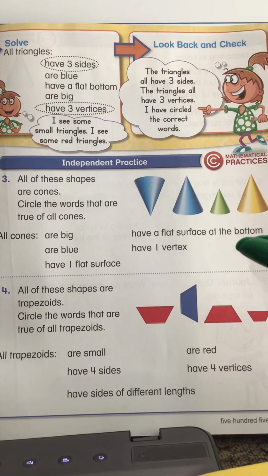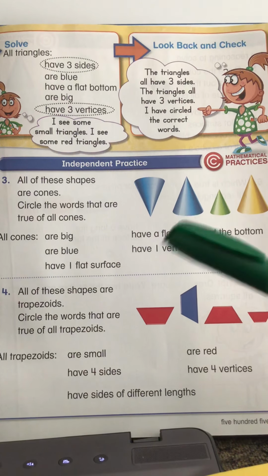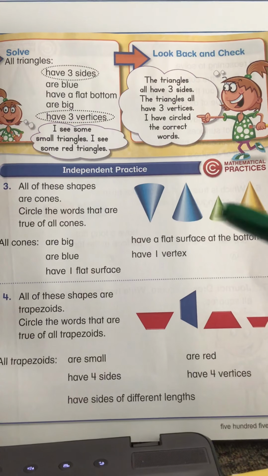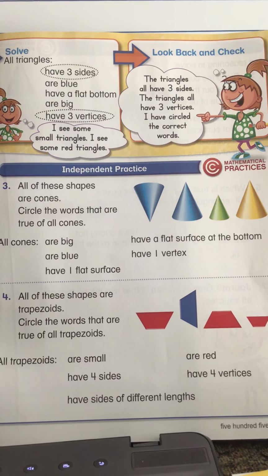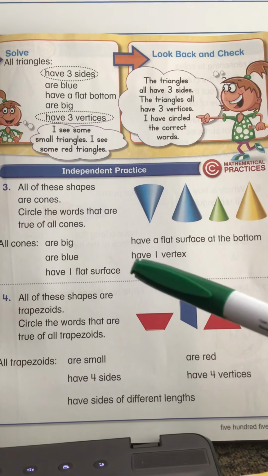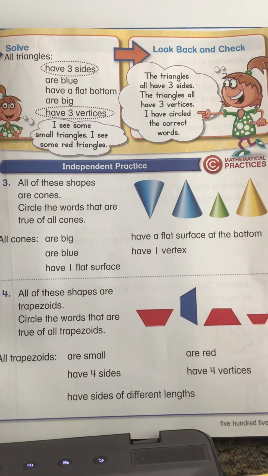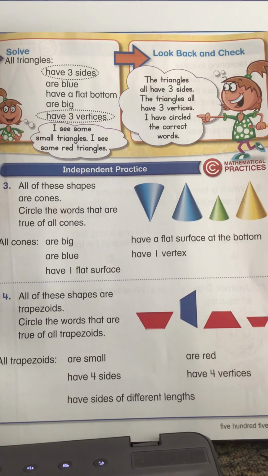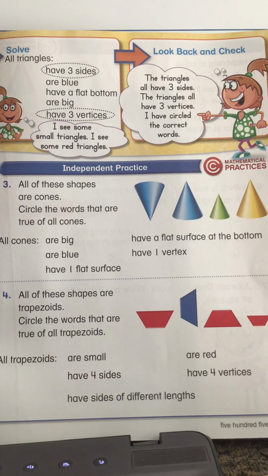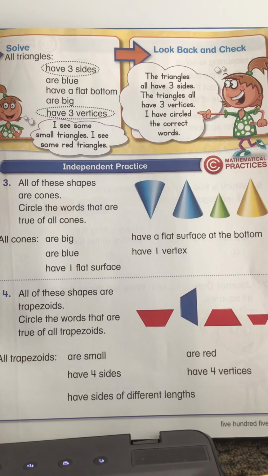Have a flat surface at the bottom. Is the flat part always at the bottom on a cone? No. In this one, the pointed part is at the bottom, so we can't circle that one. Have one vertex. The vertex is the pointed part. Yes, all cones have one vertex, so we are circling that. So something that is true about all cones is that they have one flat surface and they have one vertex. Go down to number 4.